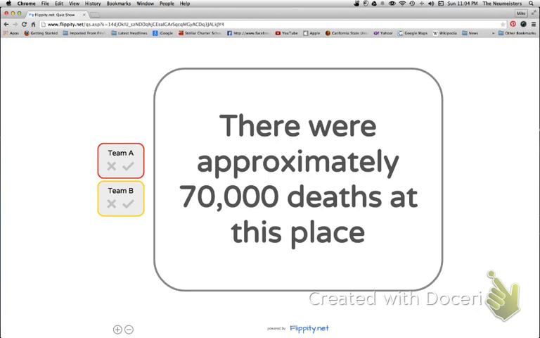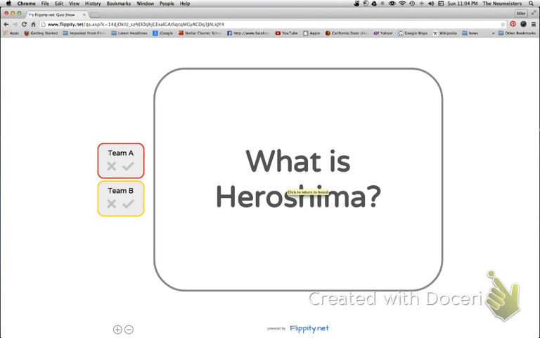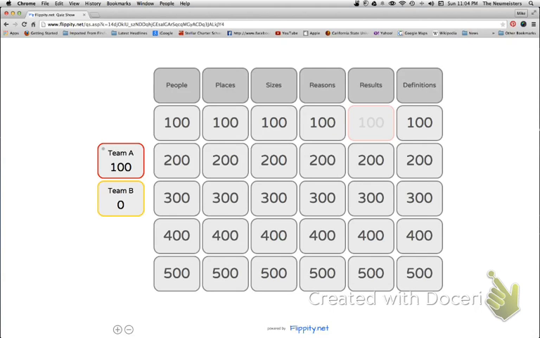Let's say that's what they answered, where is Hiroshima? Team B would have an opportunity to answer, and they say, well, we agree with that. And so we look at the answer, and the answer is, where is Hiroshima? Team A gets the point. I think that will work. Yes. And then we go back to the puzzle. Team A has 100 points.